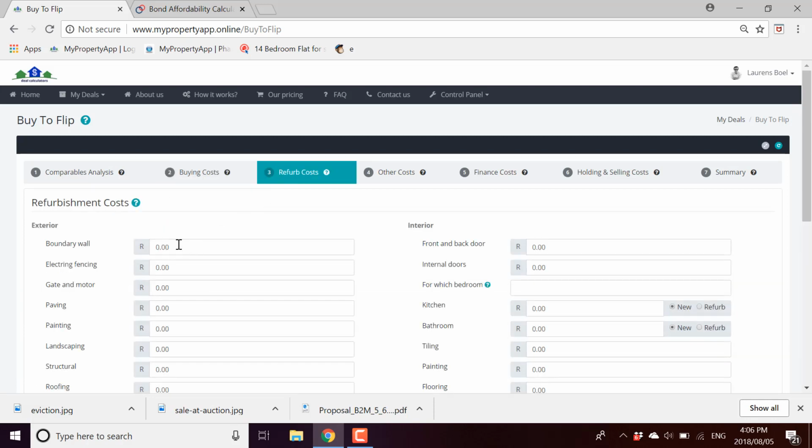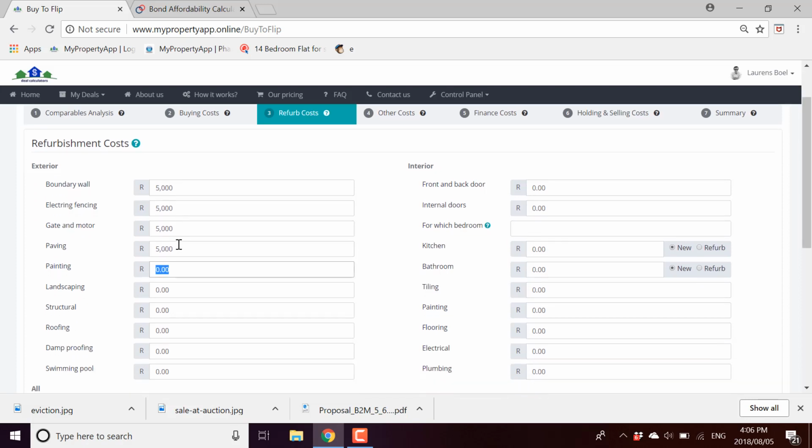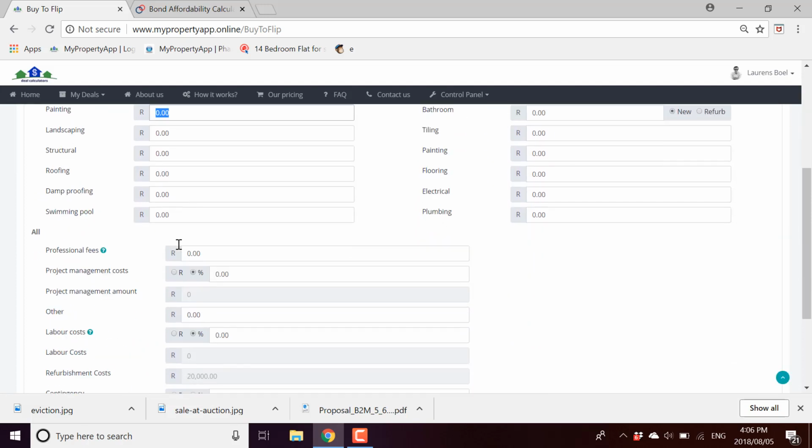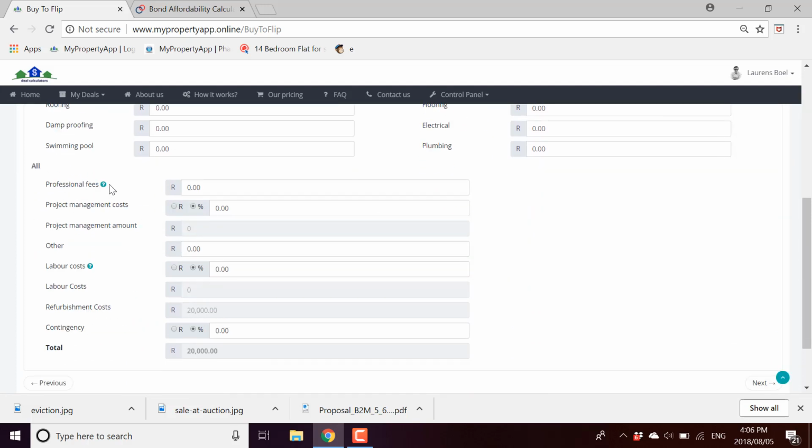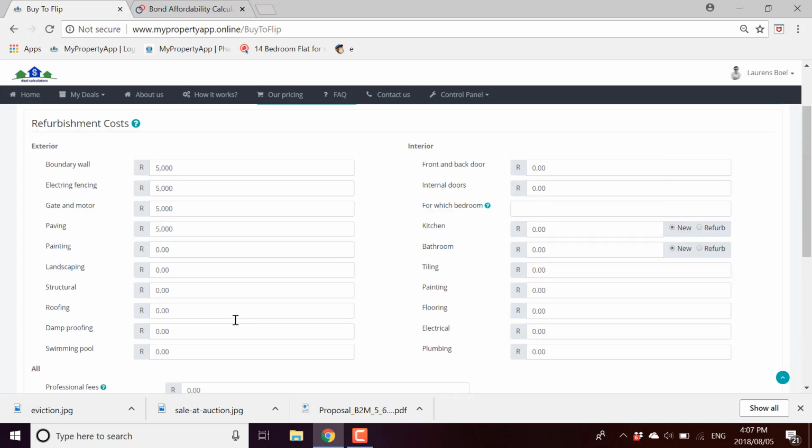Right, refurbs is the next step. As always, we've given you the exterior and the interior. You can choose how much detail you want to put in. Perhaps there is 5,000 of boundary wall, 5,000 here, 5,000, 5,000. Again, you can put in on the interior, bathrooms, tiling, painting. We've given you all the different inputs, as well as a section here for professional fees, project management costs, labor costs, contingencies. Contingencies is always important, because with building, nothing ever goes to plan.